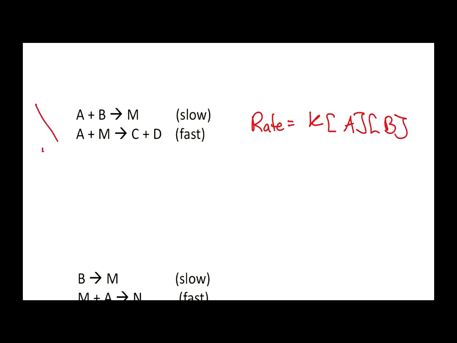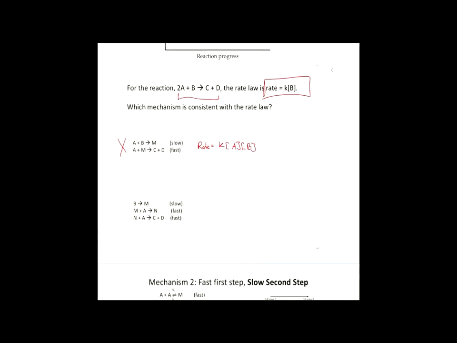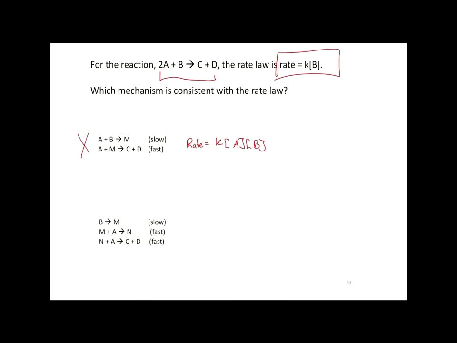No, so this cannot be the mechanism. It's not consistent there. But what about the second one? Rate equals k times what? B. Do we care about any of the other steps? Nope, just the slow step. So we see that the second mechanism is consistent with what we observe.